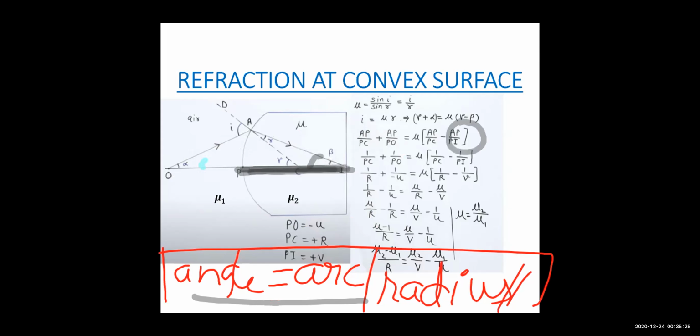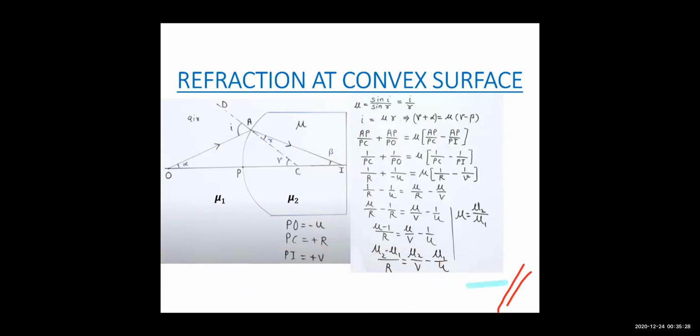Now children, if you see carefully, on left hand side and on the right hand side, we are having AP. So if we take AP common, AP will finally get cancelled. So our equation becomes 1 upon PC plus 1 upon PO equals mu bracket 1 by PC minus 1 by PI. Now children, let's substitute the value of PC, PO and PI. PC is what? R. So we are going to substitute the value of PC, PO and PI from here.